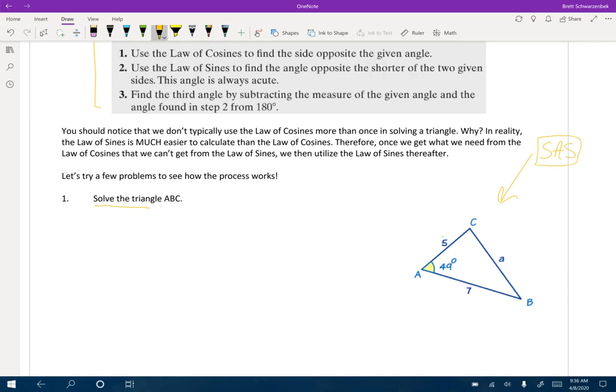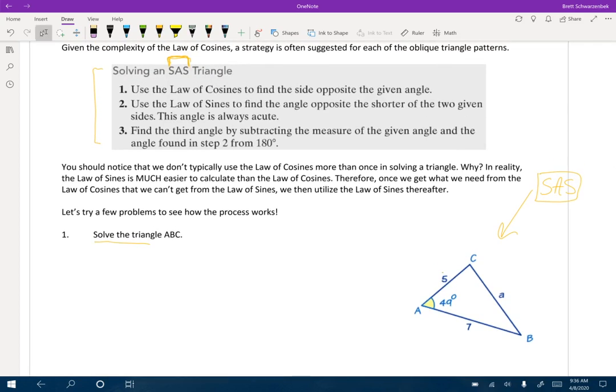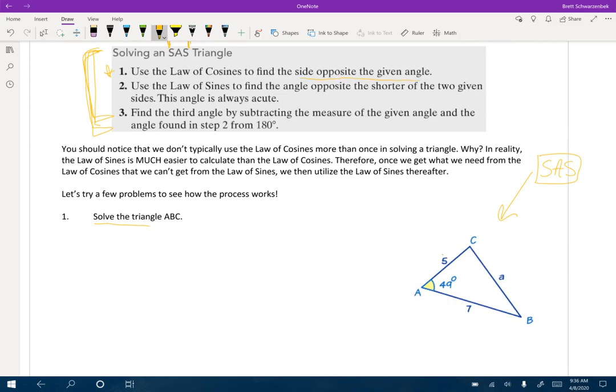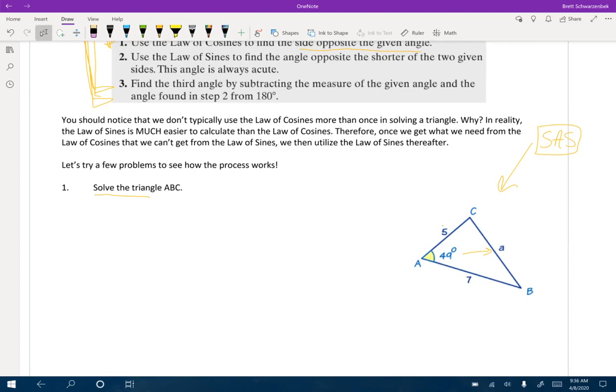Okay, once we know that it's a side angle side pattern, then we're going to be following this strategy using step 1, the law of cosines. So in step 1, we need to use the law of cosines to find the side opposite the given angle. So we have to find A. That is our goal. So what does that look like? So we'll say step 1, Roman numeral 1. So whatever we need to find will be the variable squared that is on the side by itself.